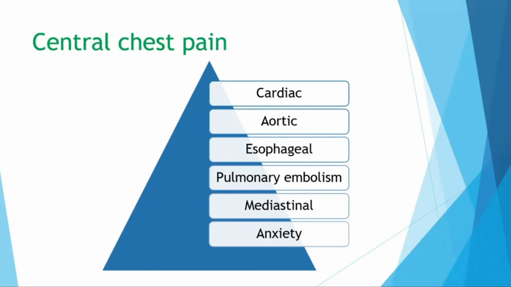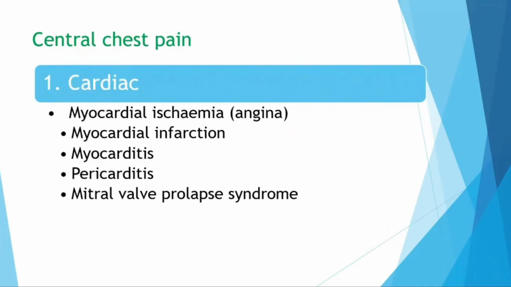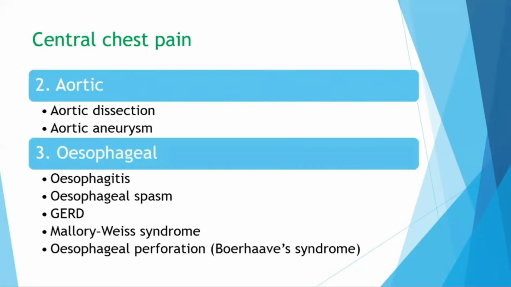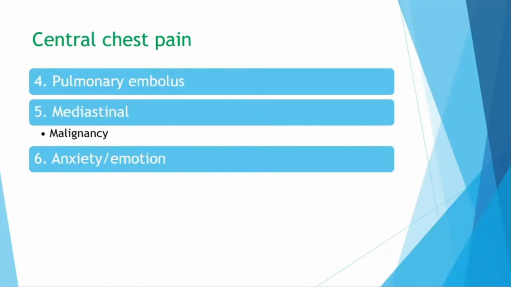Central chest pain includes cardiac cause, aortic cause, esophageal cause, pulmonary embolism, mediastinal cause, and anxiety disorder. Cardiac cause includes myocardial ischemia or angina, myocardial infarction, myocarditis, pericarditis, mitral valve prolapse syndrome. Aortic cause includes aortic dissection and aortic aneurysm. Esophageal cause includes esophagitis, esophageal spasm, gastroesophageal reflux disease, Mallory-Weiss syndrome, esophageal perforation. Pulmonary embolism; mediastinal cause includes malignancy; anxiety or emotion.